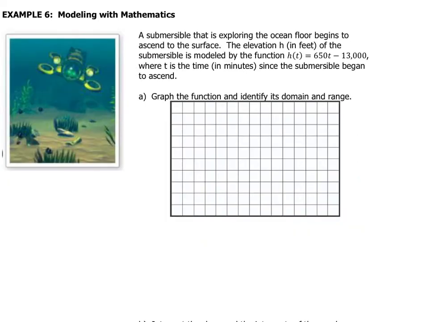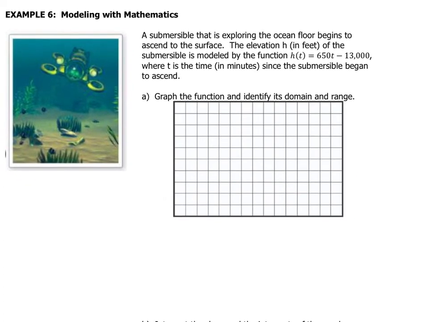I'm going to be honest, this last one's going to be a bit of a challenge just with this stylus, but I'll do the best I can to at least explain it so you have a pretty good idea of how it works. So we have a submersible that is exploring the ocean floor that begins to ascend. At first you obviously need to know what the word ascend means. That means it starts to come up versus descending, which is going down.